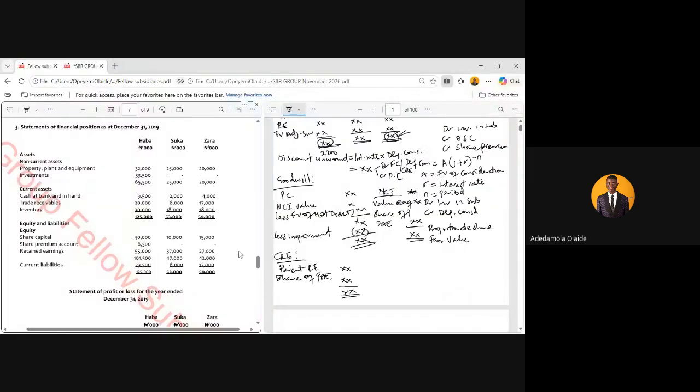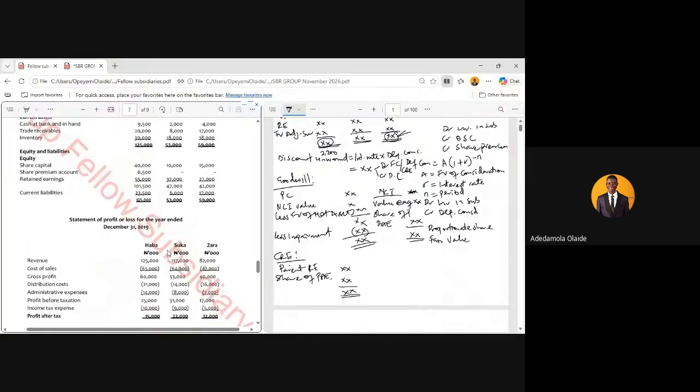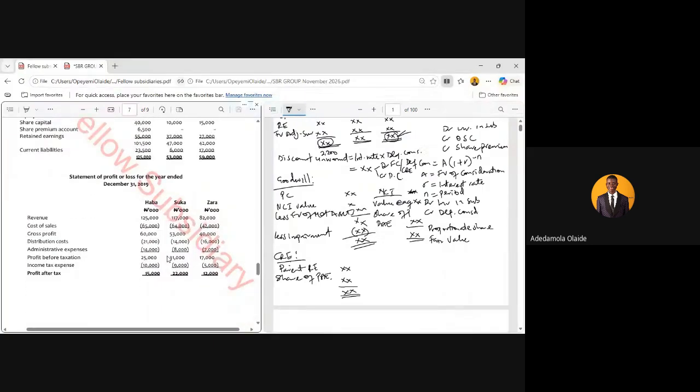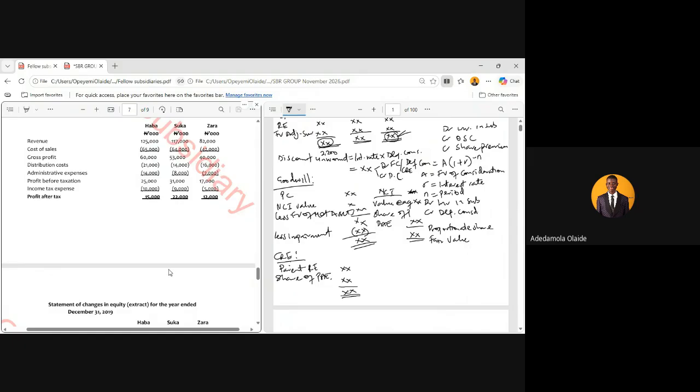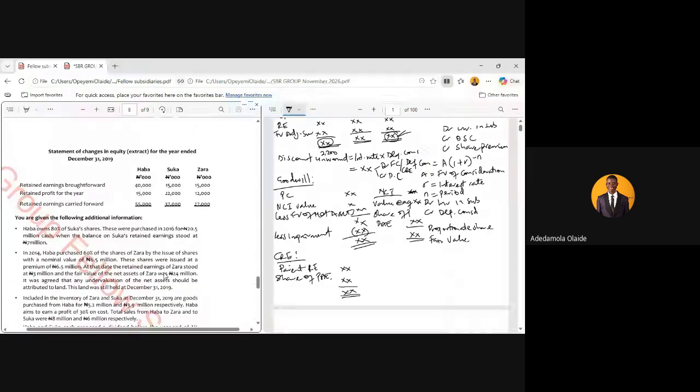The statement of financial position as at 31 December 2019 is as follows. We have that of Abba, Suka, and Zara. We have the statement of profit or loss for the year ended 31 December 2019, assuming all figures are correct, as well as the statement of changes in equity for the year ended 31 December 2019. I move straight to the additional information. We're told that Abba owns 80% of Suka's shares. These were purchased in 2016 for 20.5 million cash when the balance on Suka's retained earnings stood at 7 million. We have to be taking note of all of these points.